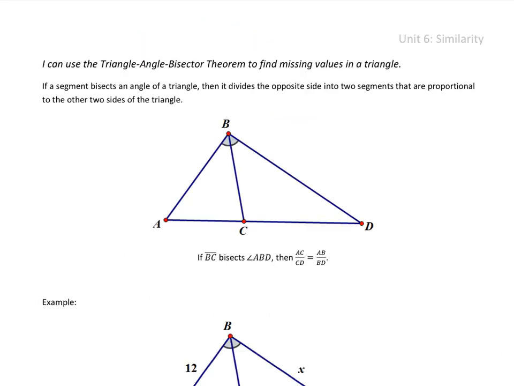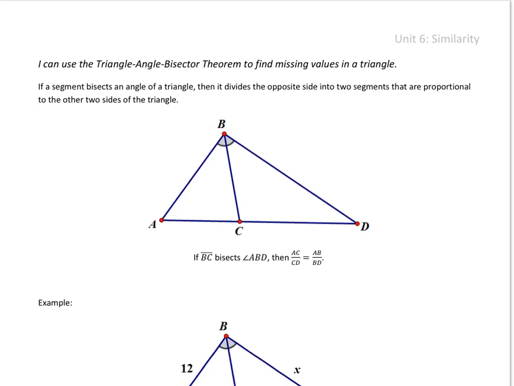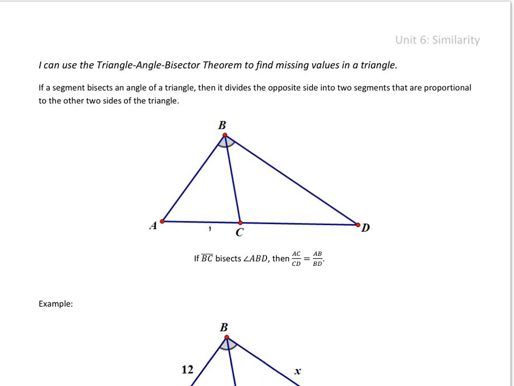All right, our other theorem is the triangle angle bisector theorem, and we use this to find missing values in triangles, as with all of these. What it says is that if a segment bisects an angle of a triangle, then it divides the opposite sides into two segments that are proportional to the other two sides of the triangle. So if BC bisects angle ABD, then the split side, AC over CD, is in proportion to the adjacent sides to the angles, AB and BD.